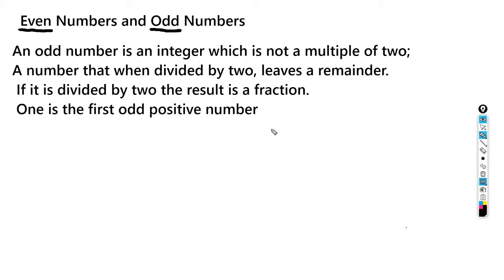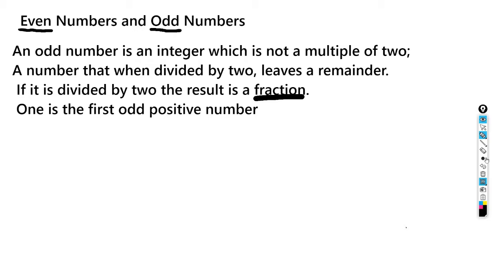All right, guys. So we're going to look at odd numbers now. Okay. And the definition says an odd number is an integer which is not a multiple of 2. Okay. A number that when divided by 2, it leaves a remainder. So an odd number is a number that when it's divided by 2, it leaves a remainder. If it is divided by 2, the result is a fraction.